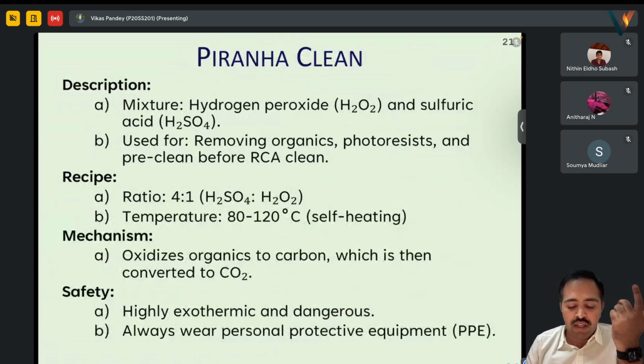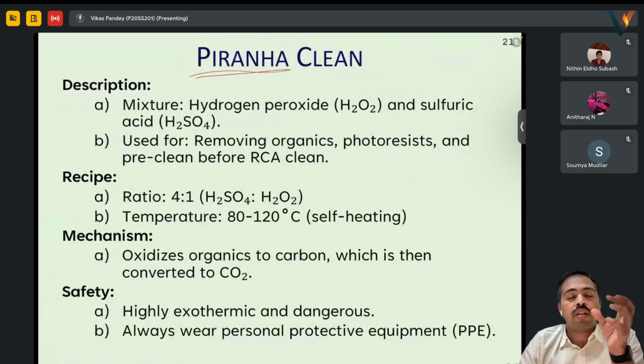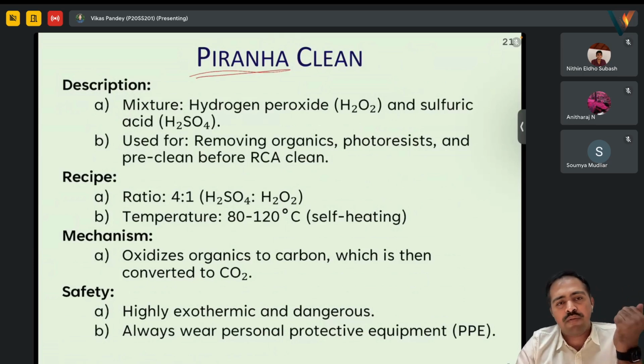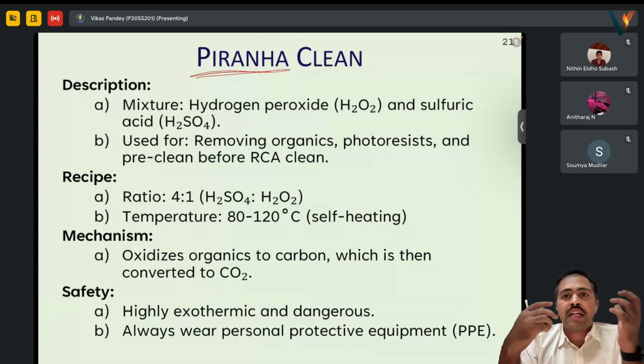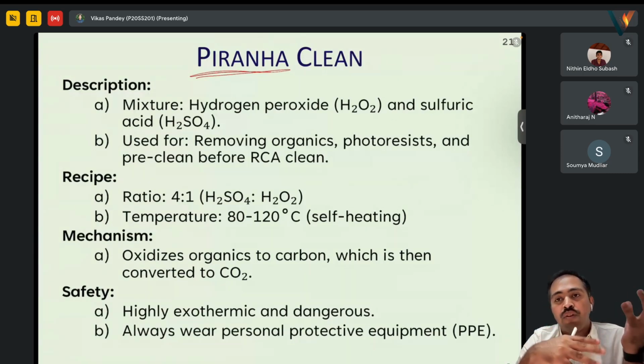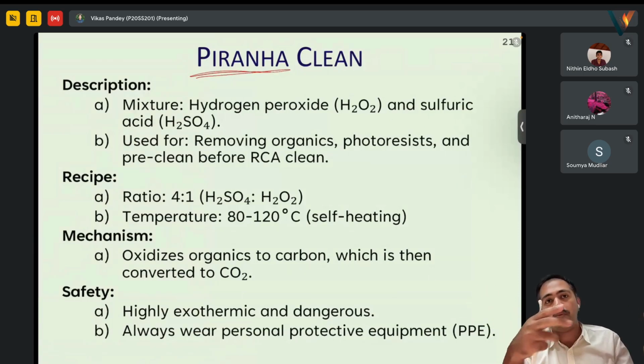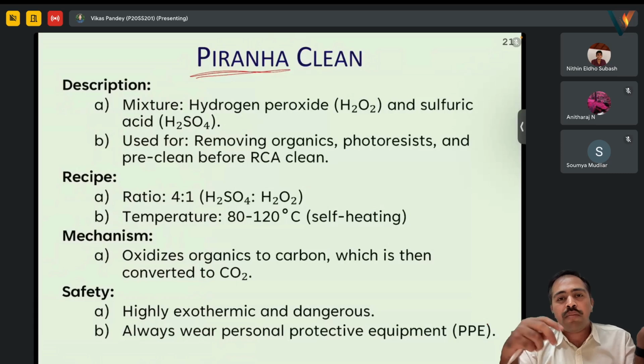It was actually developed for cleaning utensils first, steel utensils and all, which were very unclean. It was actually made for that, but later it was found that it has application here also, so it was good. And it acts like the piranha fish, which are very small in size but carnivorous, and they can eat a human itself in like 10 to 20 minutes.